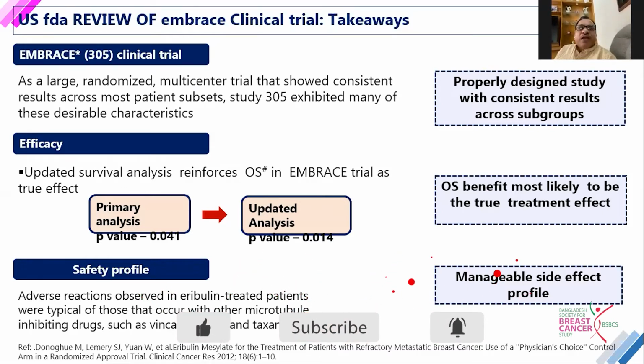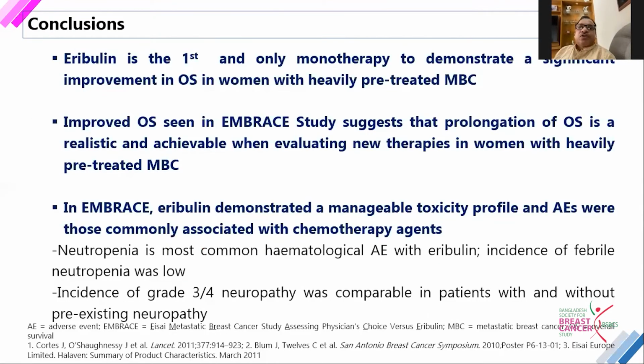On safety profile, adverse reactions observed in Eribulin patients were typical of those that occur with other microtubule inhibitor drugs such as vinca alkaloids and taxanes. And all these side effects are easily manageable. So on this basis, if we conclude this trial, Eribulin is the first and only monotherapy to demonstrate an improvement in overall survival in women treated for metastatic breast cancer. It improves the overall survival in the EMBRACE study.